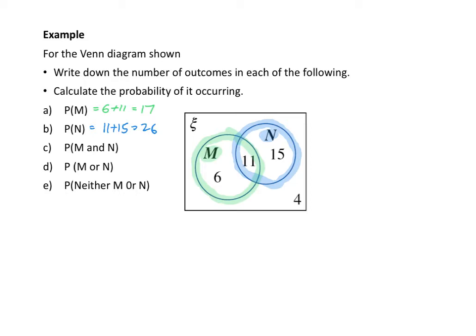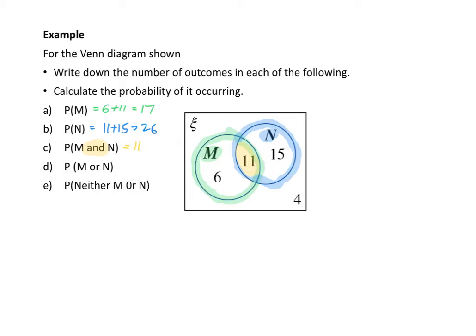Next, we want to look at the total number of outcomes for those that selected both M and N. Now to find the number of responses that selected both M and N, we need to have a look at our intersection of our two circles. And we can see that we have got 11 responses that are similar to both sets M and N. So the total number of responses for M and N is equal to 11.